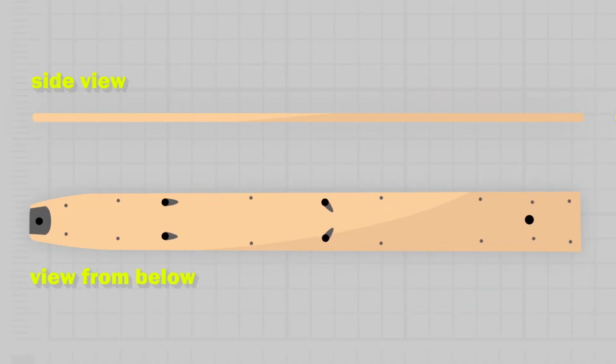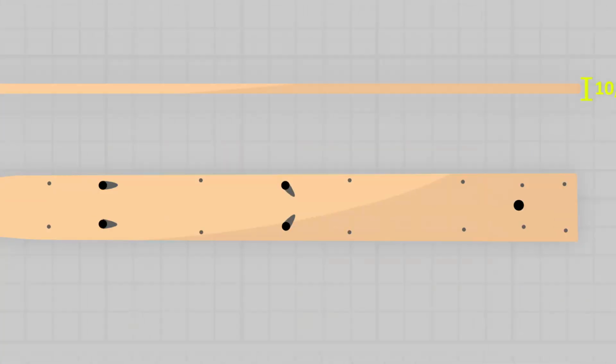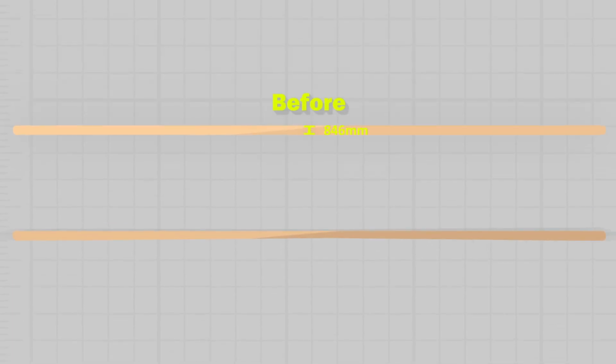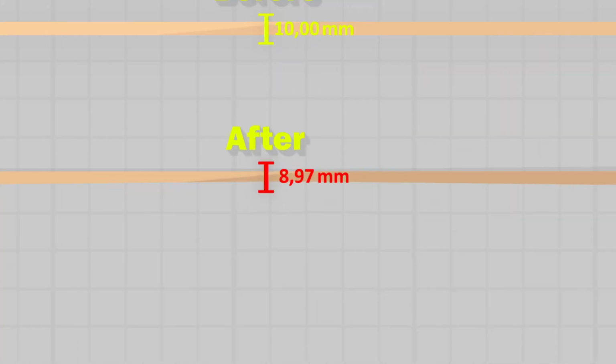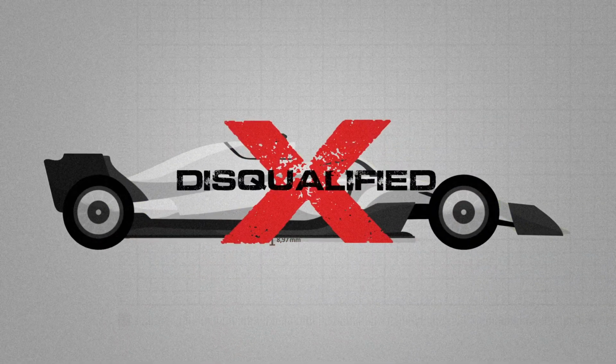The uniform thickness of the plank must be 10 millimeters, and it must have some holes where the difference between before and after the race will be measured. If the plank is worn down by more than 1 millimeter, the driver will be disqualified.